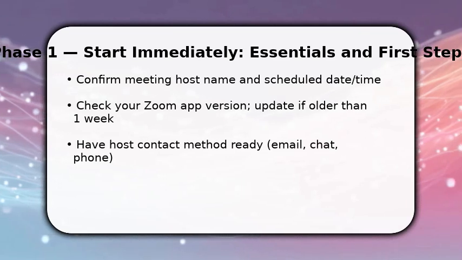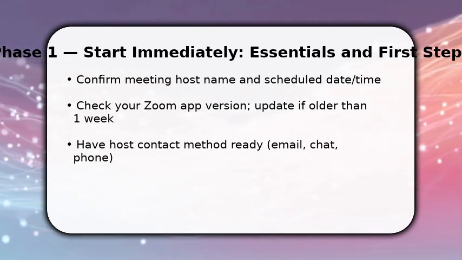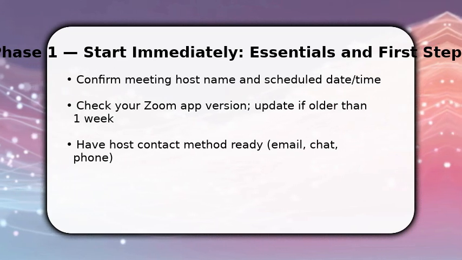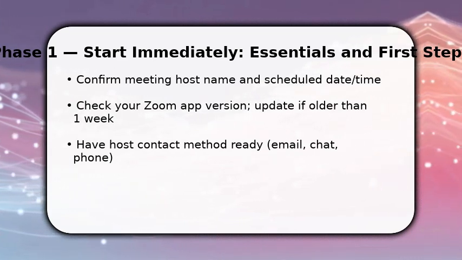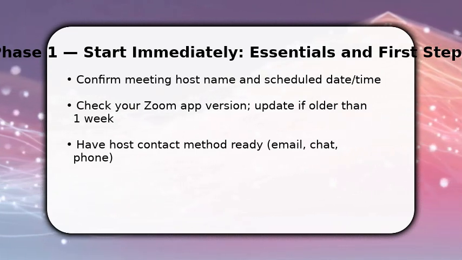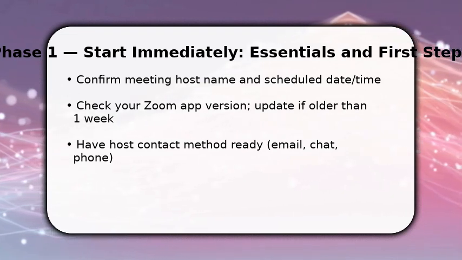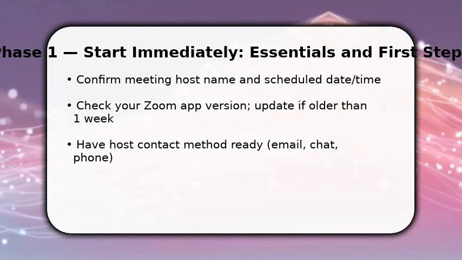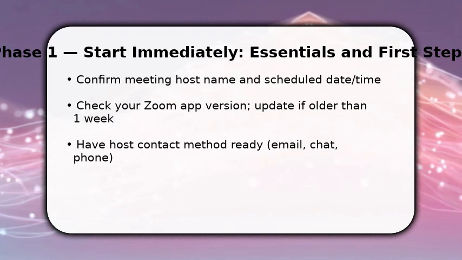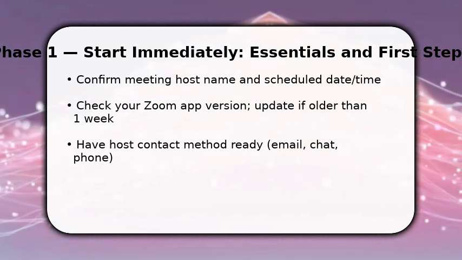You start by verifying prerequisites. Confirm the host and scheduled time because the passcode often ties to that meeting. Next, open Zoom and make sure the app is updated. Outdated clients can hide passcode prompts. If you are joining via browser, choose the same meeting link the host sent. Once done, prepare the host's contact method, email or phone, so you can request the code quickly if it's not displayed or if the link redirects.